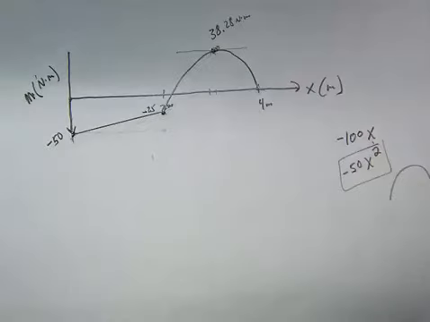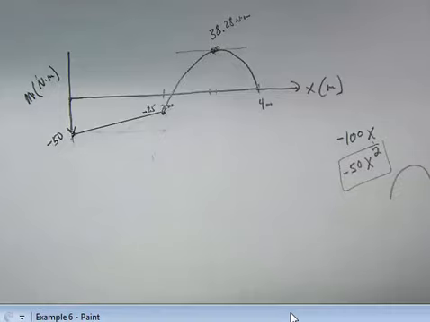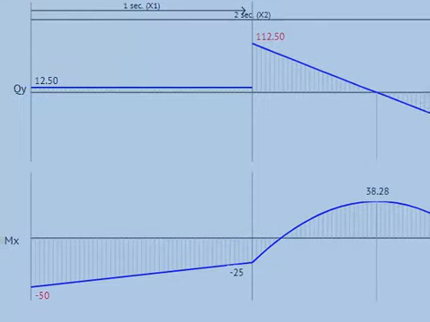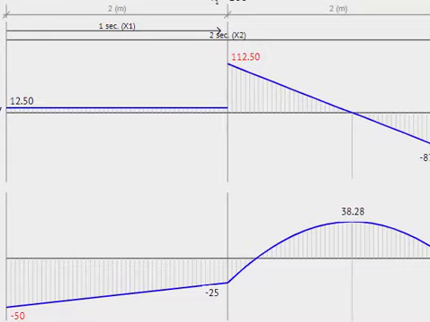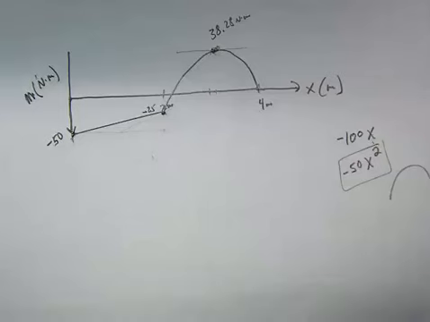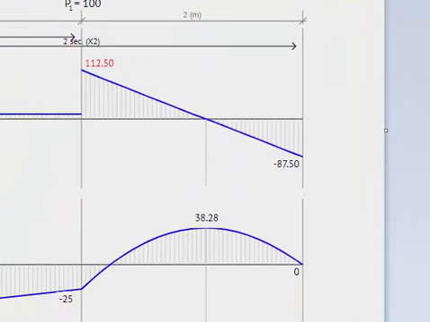And then for our moment diagram, we started out at negative 50. I think my screen froze, but luckily it froze on the diagram that I needed. Negative 50 to negative 25. As you can see, that's negative 50 to negative 25. And then it jumps up to 38.28, which is what I got, 38.28, and then back to 0 again.